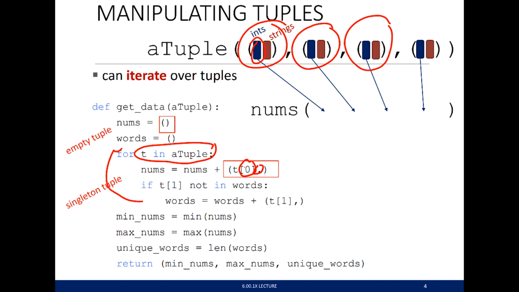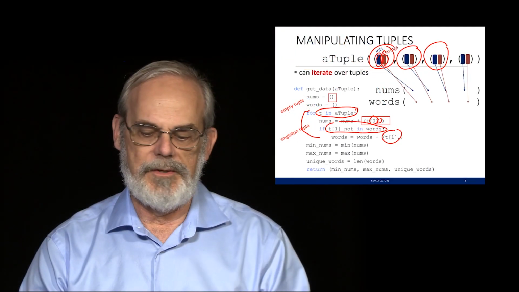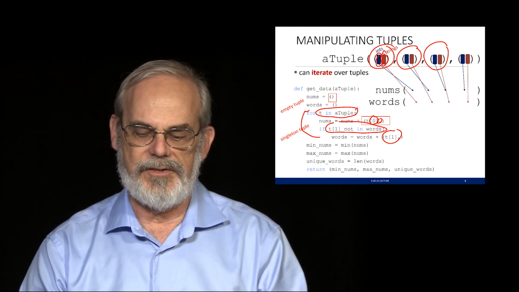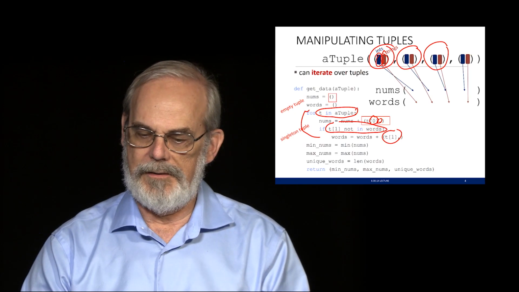And then I'm going to, for words, say if the word part, this part, if it's not inside things I've already gathered together, I'm going to do the same thing. So I'm basically gathering up the unique words as well as all of the integers. And so they'll get put into there. And when I'm done, I'm going to return the smallest number, the largest number, and the number of unique words that I found. And that's what the bottom part does.